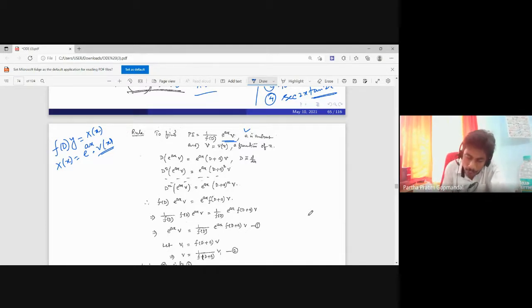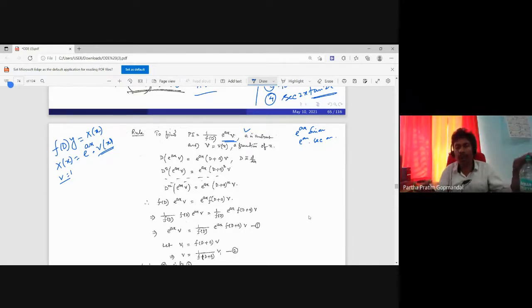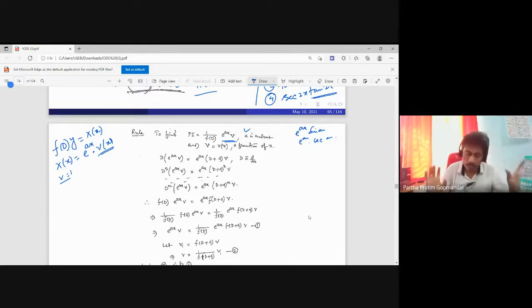Earlier we considered e to the power ax only. That means we considered as if v is 1. Now we are generalizing that. Let's say you might have some function like e to the power ax into sine x, or e to the power ax into sec x, or cosine x, or e to the power ax into some polynomial. The product of two functions: one of them is e to the power ax, another one is any function of x. Let us see how to establish the formula.